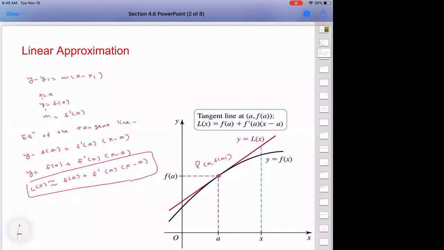Sometimes when you find the value of the function, say you have a function and find f of 1, instead of doing that directly, sometimes it is helpful and more feasible to approximate the value of the function at that point using this linear approximation.